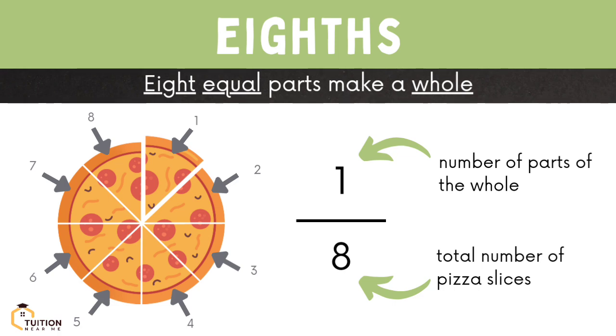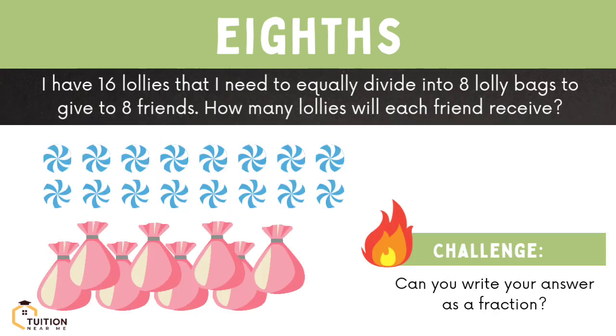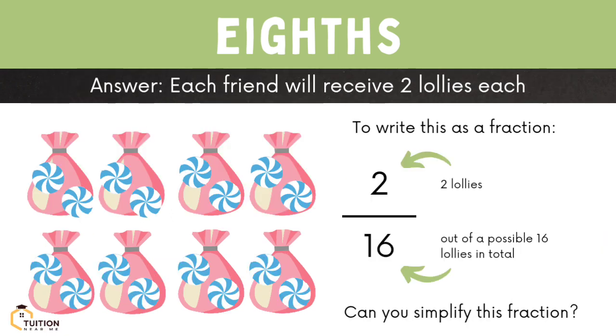If you need to share a pizza with 8 people, you will need to cut the pizza into 8 different pieces. Let's try an example. If I have 16 lollies that I need to equally divide into 8 lolly bags, and I will give the bags to 8 friends. How many lollies will each friend receive? Can you try to write your answer as a fraction? The answer is, each friend will receive 2 lollies each.